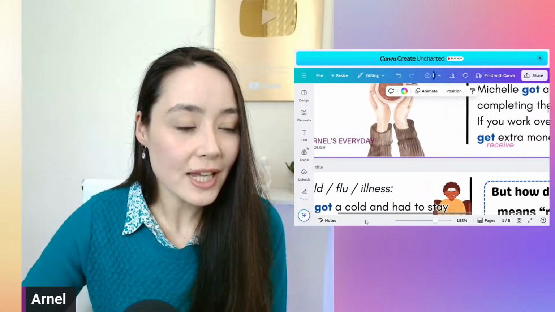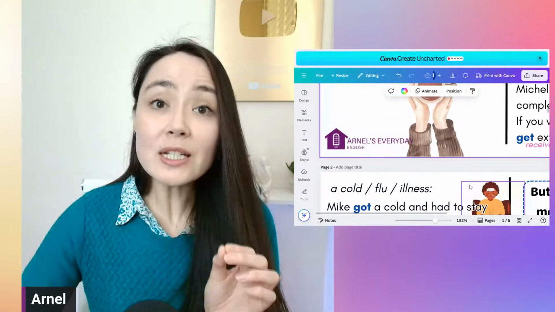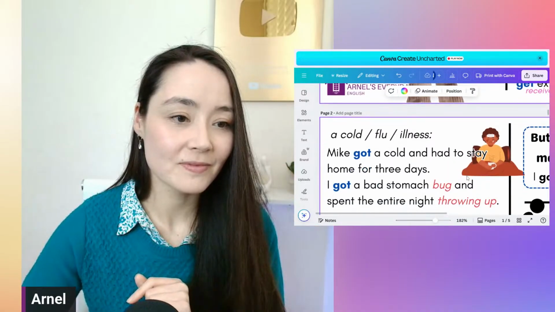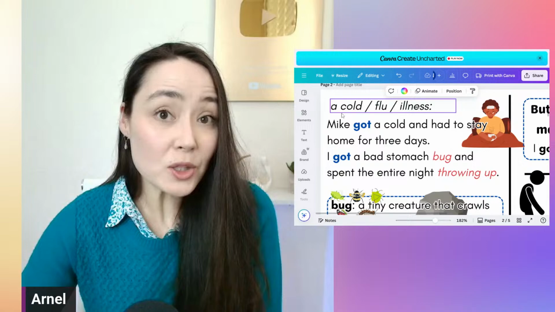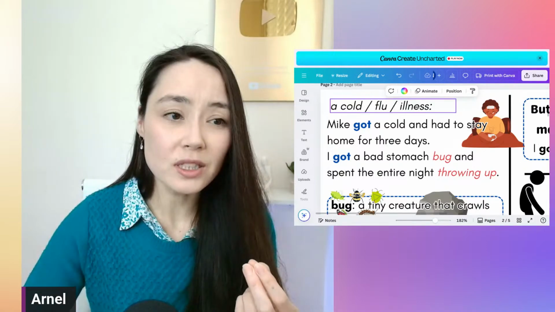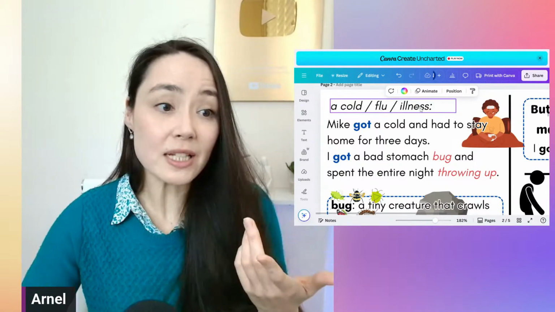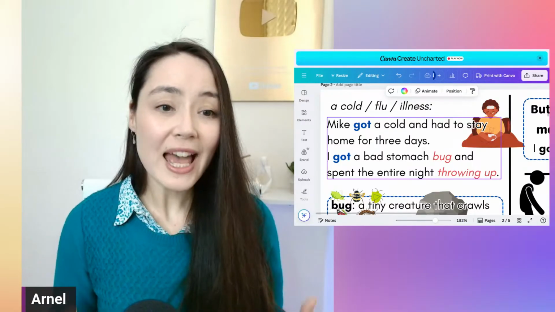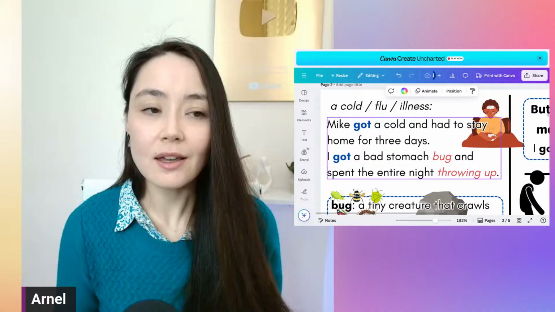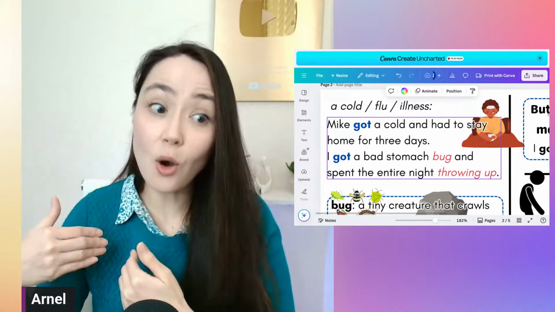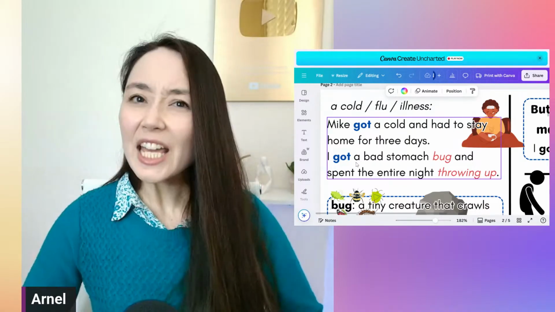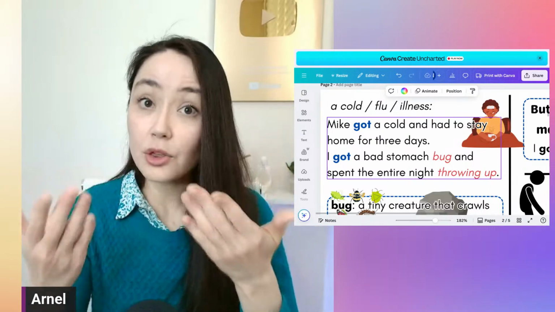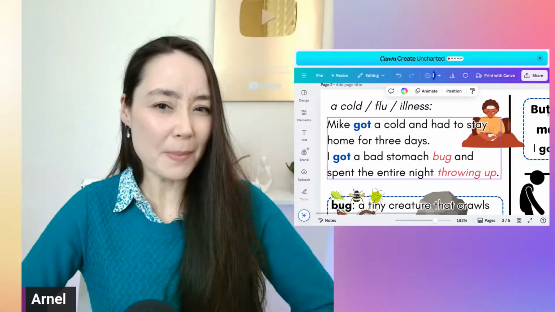Let me move over. Let's keep going. Remember, we're still talking about receiving something. Point number 1. And this might sound strange, but you can receive a cold, a flu, or an illness. First example, Mike got a cold and had to stay home for 3 days. He received a cold. I got a bad stomach bug and spent the entire night throwing up. You can get a stomach bug, can't you?